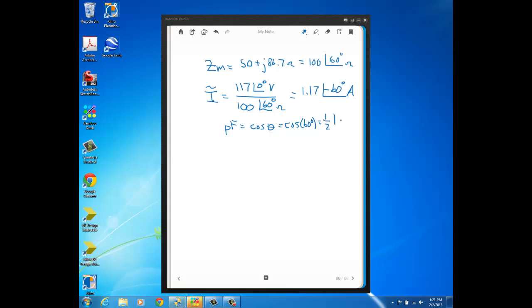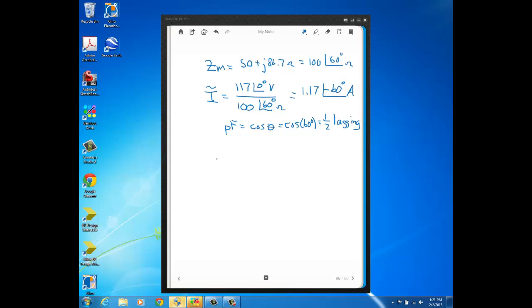And it's lagging since it's a motor, right? Remember, lagging refers to a positive theta z, which is inductive. So you see this motor has this power factor before we correct it. Once we correct the power factor, we effectively make the power factor of the impedance equal to 1.